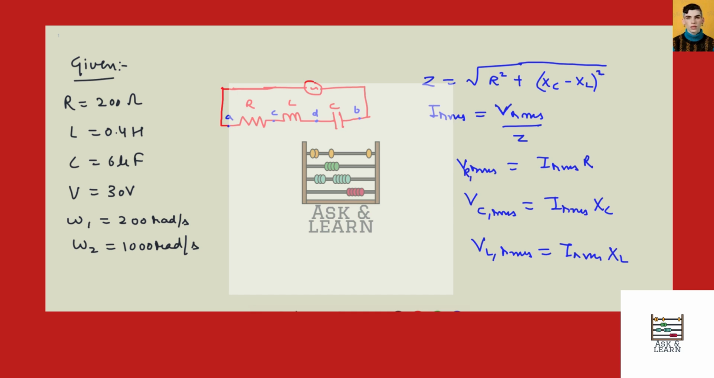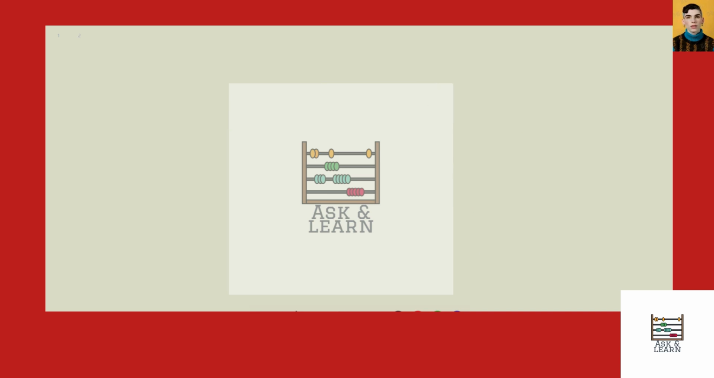We know the relation between VRMS and V: VRMS equals V over root 2, where V is the voltage amplitude, which equals 30 volt. So 30 over root 2 gives 21.2 volt. So let's do part A.